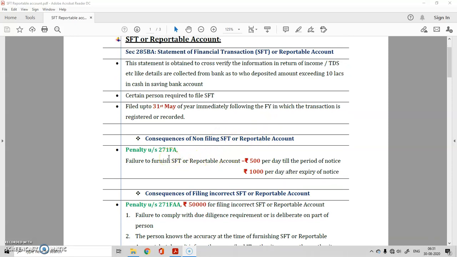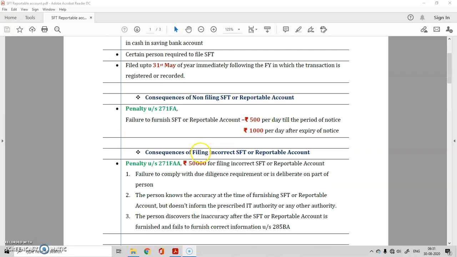Now, consequences of non-filing SFT or reportable account. Penalty under section 271FA is to be levied if there is a failure to furnish SFT or reportable account. It is 500 rupees per day till the period of notice and 1000 rupees per day after the expiry of notice. Now, if the SFT or reportable account is incorrectly filed, then in that case penalty under section 271FAA is to be levied for 50,000 rupees for such incorrect filing.